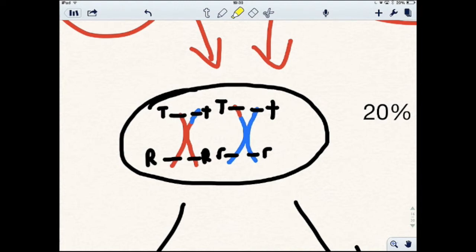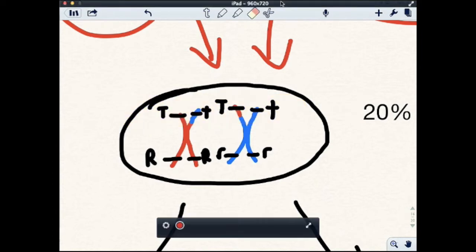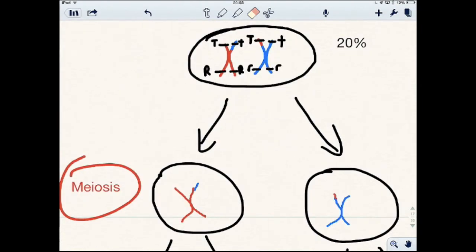And so, let's say that this particular recombination has occurred in 20% of the progeny of this test cross. That means that this recombination has a frequency of 20% and hence has a 20% likelihood of happening during meiosis. So let's take a cell that falls within this 20% category.